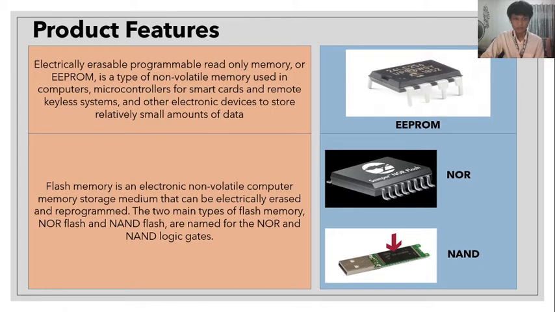Last is flash memory, an electronic non-volatile computer memory storage medium that can be electrically erased and reprogrammed. The two main types of flash memory, NOR flash and NAND flash, are named for the NOR and NAND logic gates. This is the image of NOR and NAND flash memory.